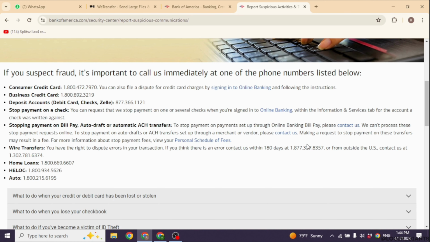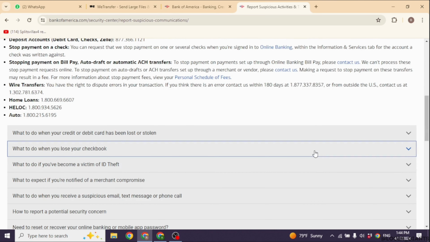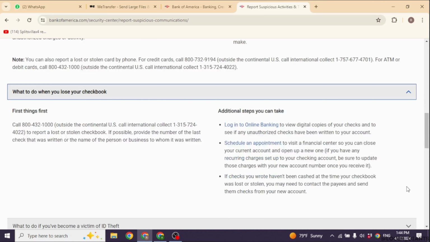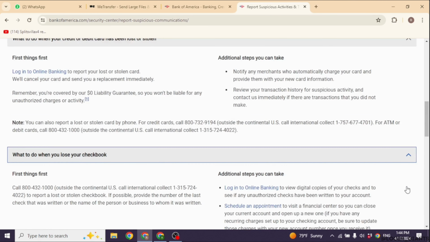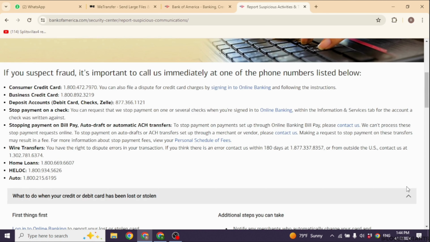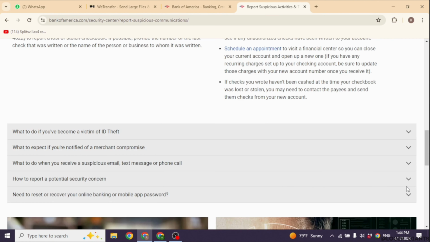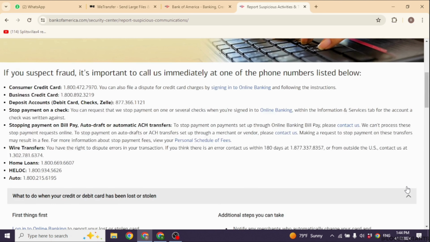If you identify any transactions that you don't authorize or recognize, report them immediately to Bank of America's fraud department. Contact Bank of America's customer service as soon as possible. Follow the instructions provided by the customer service representative. They may ask you to provide additional information or take certain actions to secure your account. As a precautionary measure, consider changing your online banking password and setting up additional security measures, such as two-factor authentication.